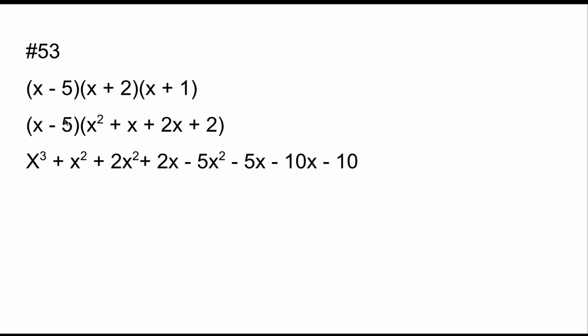So we're going to do x times x squared, x cubed. X times x, x squared. X times 2x is 2x squared. X times 2, 2x. Then negative 5. Negative 5 times x squared, negative 5x squared.